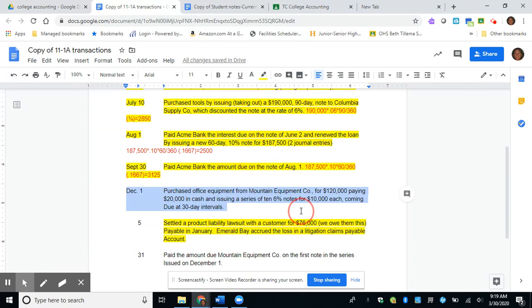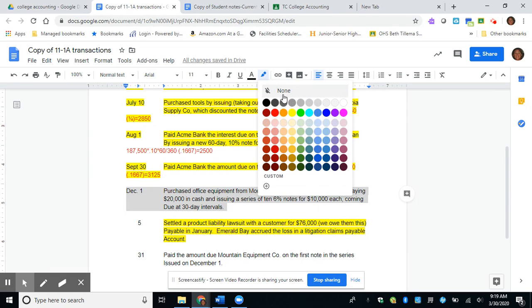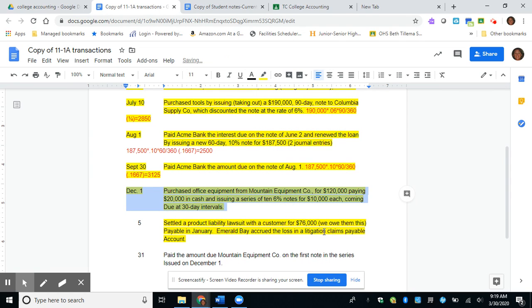Now this December 5th transaction is a little funny here. It's saying we settled a product liability lawsuit. So it looks like something that we sold to a customer made them sick, hurt them, injured them, and they sued us. So we settled the lawsuit for $76,000. We owe them this. We didn't pay them, so we owe them this money. So we are going to call this a litigation claims payable account.